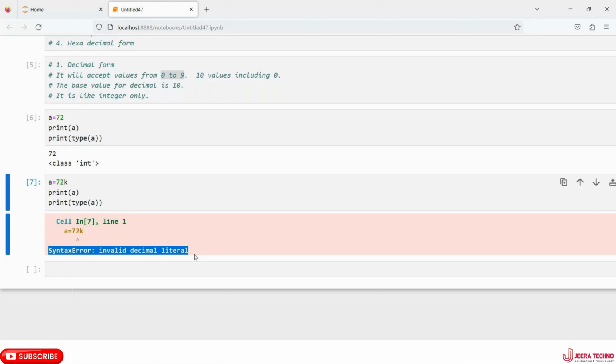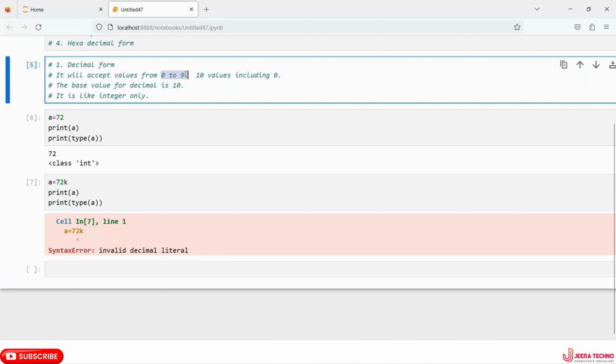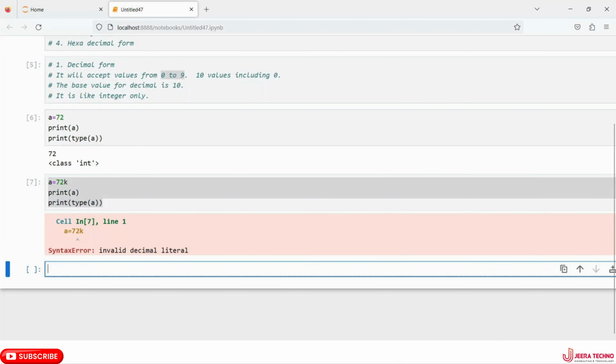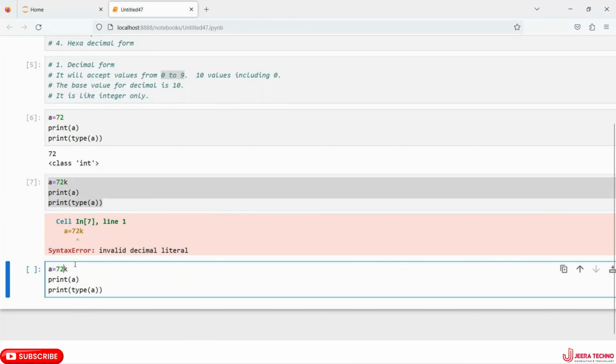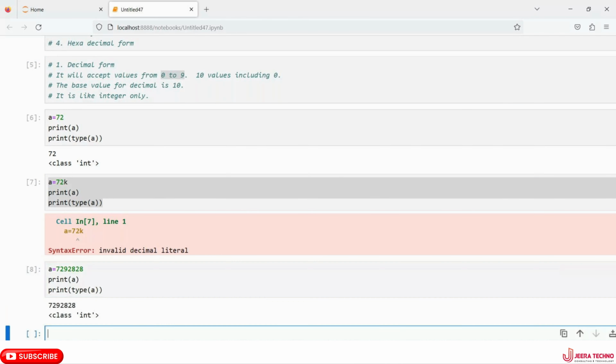Sorry. So invalid decimal literal means you should pass only 0 to 9 integer numbers, but you should not pass in decimal form or integer form. You should only enter 0 to 9 values. That means you can take a big number, so you take any number, that's not a problem.